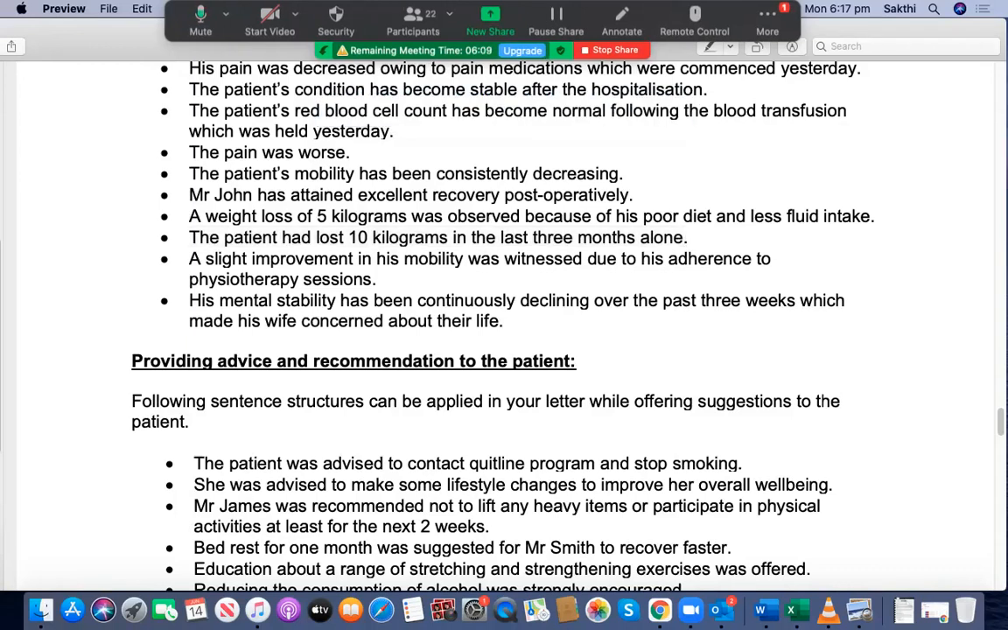A slight improvement in his mobility was witnessed due to his adherence to physiotherapy sessions. Good. So this is a complex sentence as well. So we are going to use, due to his adherence. Try to use, instead of using compliance, you can use few other words like adherence and so on.